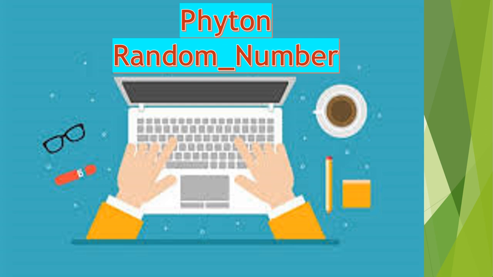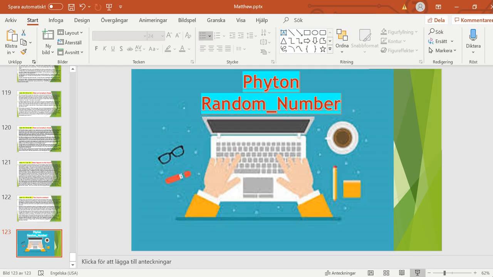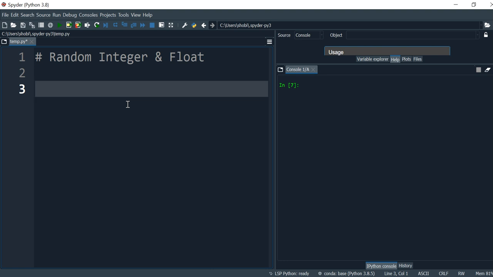And today we are going to discuss two kinds of random number. The first one is the integer and the second one is the float. The integer is like a whole number, 1 2 3 4 5, and float is like decimal points, like 1.2 or 2.3. If you find any decimal, then it will be a float.